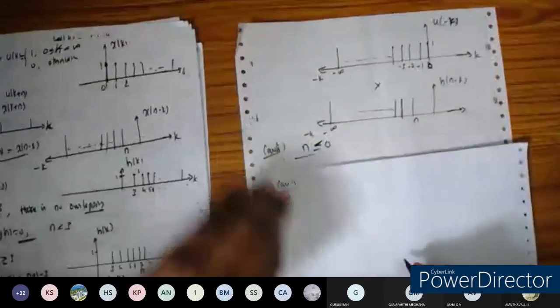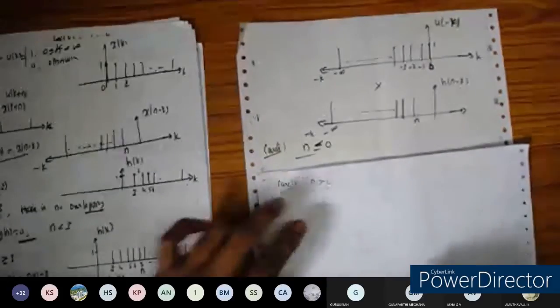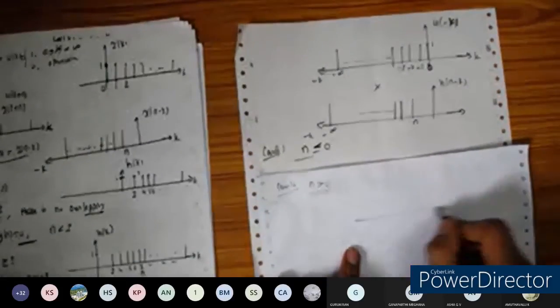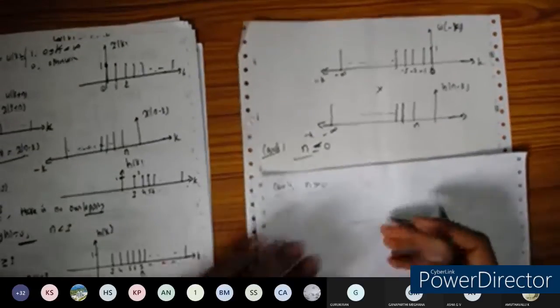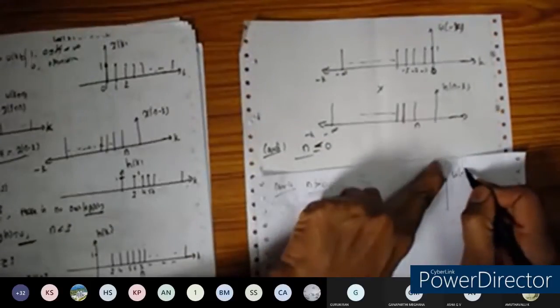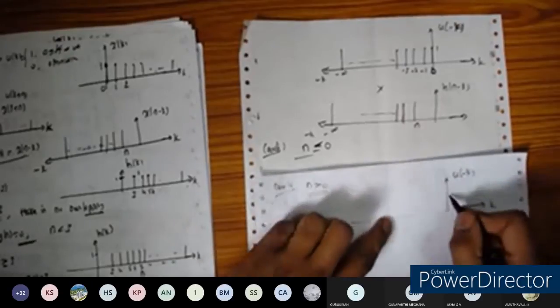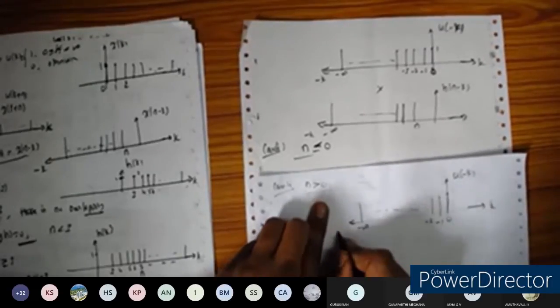So take case 2. Here n is greater than 0, not equal to 0. I'm going to plot the waveform for u of minus k. So this is u of minus k. It is going to start from k equal to 0, and go to minus 1, minus 2, up to minus infinity. It has the value 1.